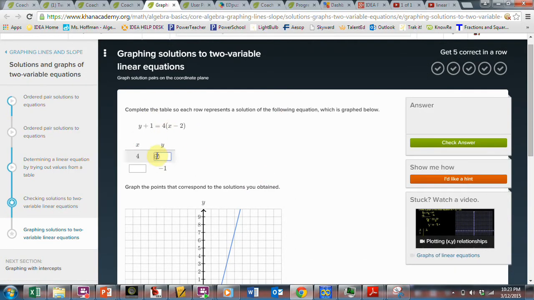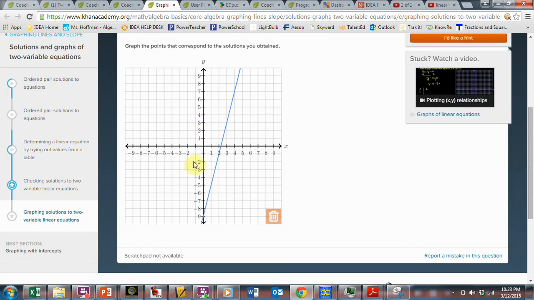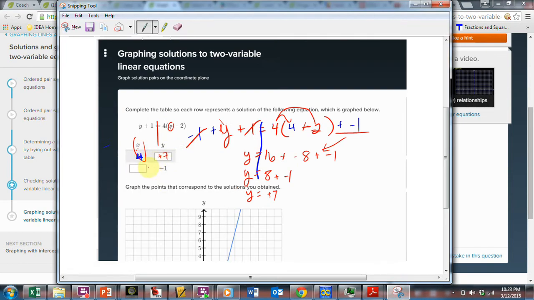4, 7 should be a point on this line, and it is 4, 7. Let's now find the other point. We're going to be looking for the x value that satisfies this equation and makes this side equal to this side when the y value is -1.